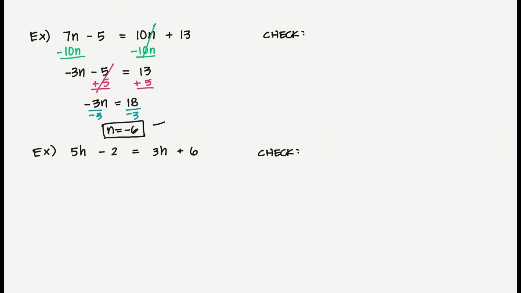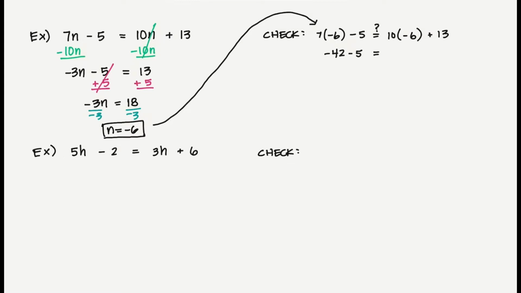So like we've been doing, let's go ahead and plug our solution back into our original equation. 7 times negative 6 minus 5 is equal to 10 times negative 6 plus 13. So I plugged it in on both sides, so we really need to check our work. So this is negative 42 minus 5. The opposite side is negative 60 plus 13. Negative 42 minus 5 is negative 47, and the opposite side also adds up to negative 47.